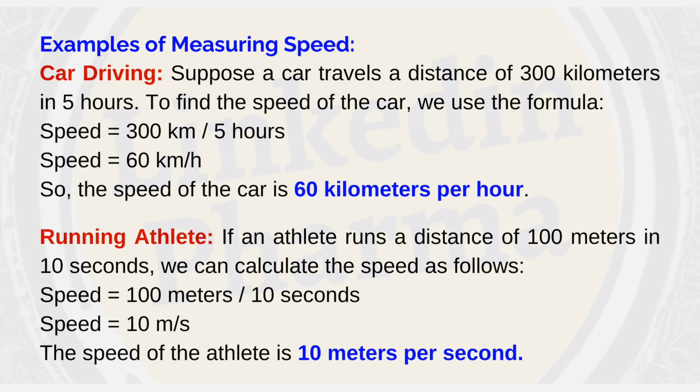Running athlete. If an athlete runs a distance of 100 meters in 10 seconds, we can calculate the speed as follows. Speed equals 100 meters divided by 10 seconds, which equals 10 meters per second. The speed of the athlete is 10 meters per second.